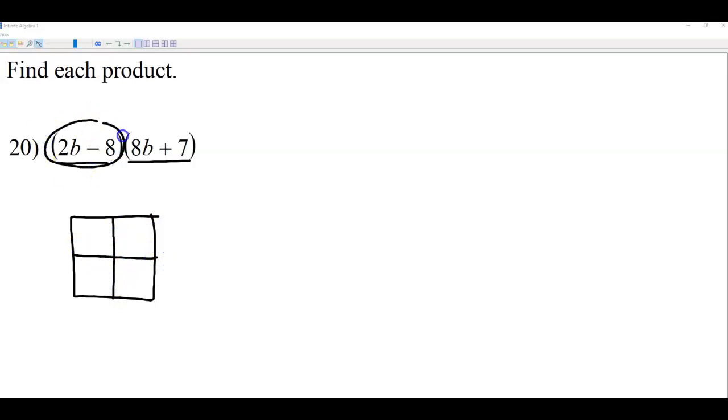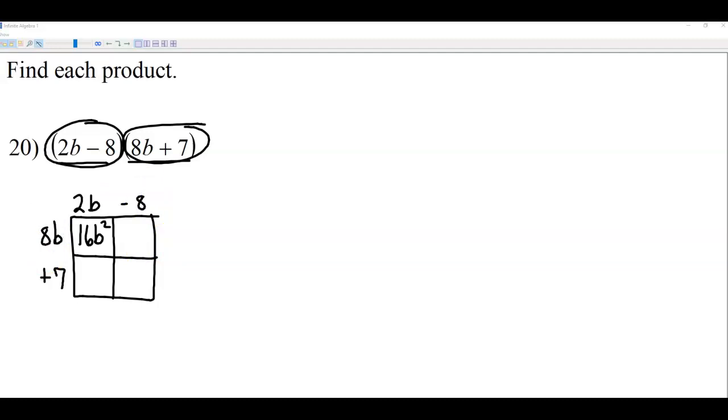You're going to put one of your binomials along the top, the 2b and the negative 8, and your other binomial down the side, 8b plus 7. And what we do is we just multiply to fill in the box. So to find this space, I'm going to multiply these two together, the one above it and the one to the left of it. So 8 times 2 is 16, and b times b is b squared.